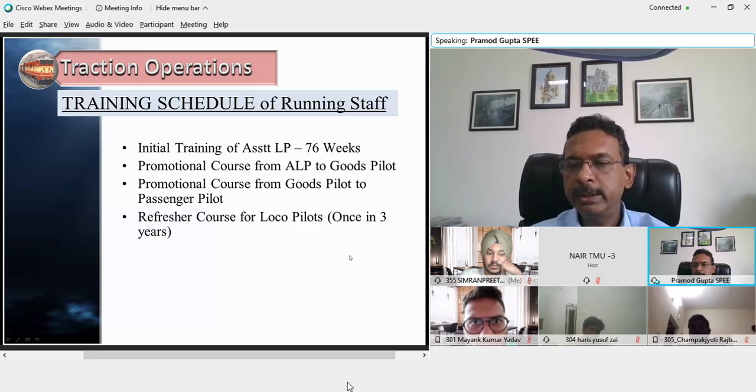The promotional courses are being arranged when they are getting promoted in the cadre, and refresher courses are also arranged for the regular loco pilots after every 3 years.